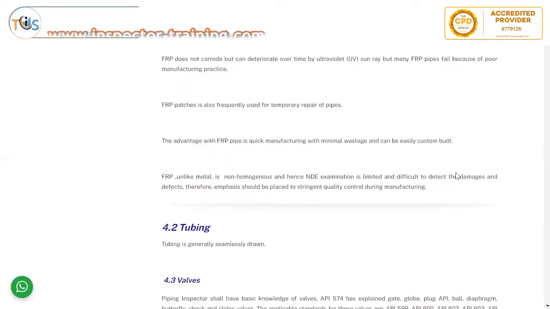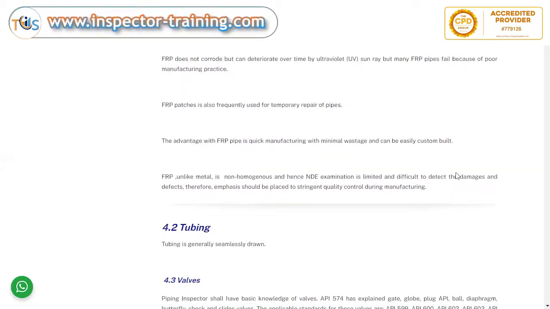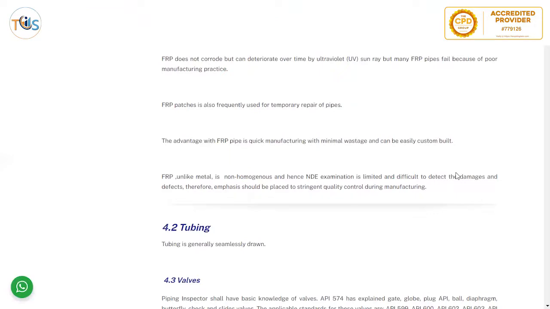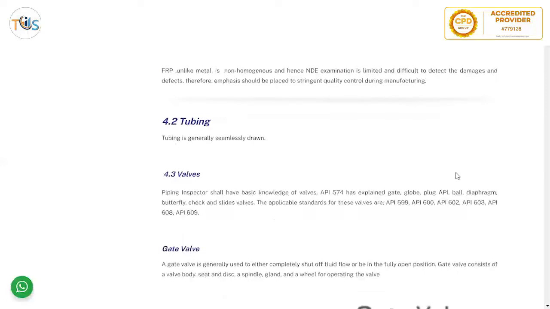The advantage of FRP pipe is quick manufacturing with minimal wastage, and it can be easily custom built, because it's like a cast sort of. It forms that way. There is no machining involved here. There is no discarding of any extra material.